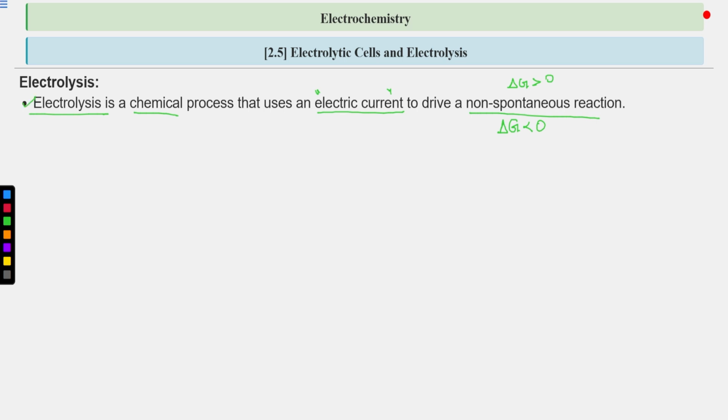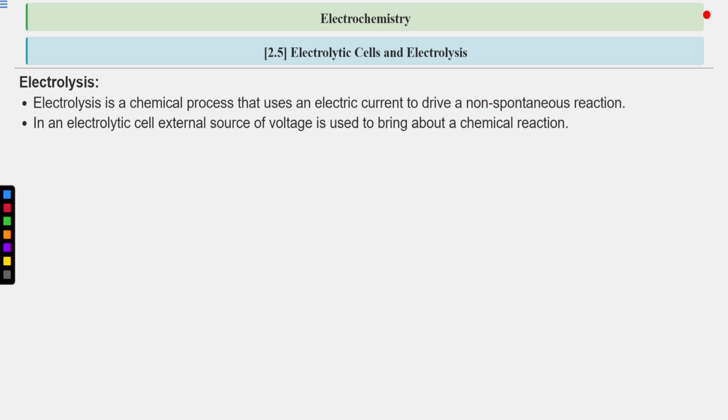So electrolysis refers to the chemical process that uses electric current to drive a non-spontaneous reaction, to make the non-spontaneous reaction happen. Now we are talking about the electrolytic cell. An electrolytic cell has electrolytes in the cell, including different ions like copper, zinc, aluminium. In an electrolytic cell, an external source of voltage is used to bring about a chemical reaction.